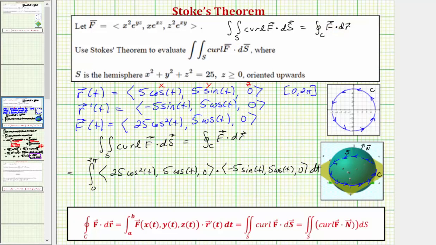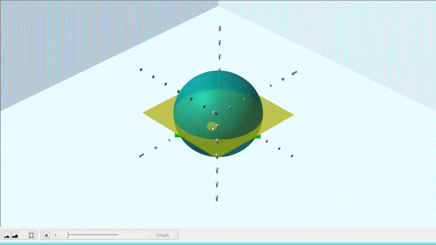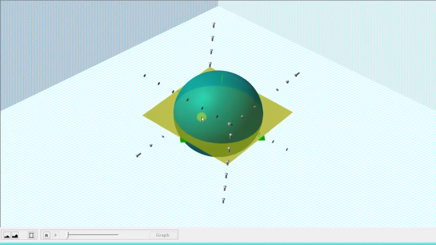So going back to our graph, the value tells us the net rotation across the surface S, which is the hemisphere above the xy plane, which also equals the net rotation along the boundary curve C, which is the circle in the xy plane.